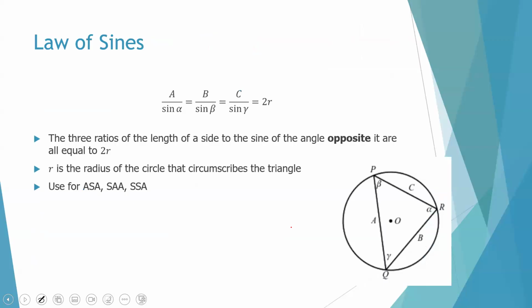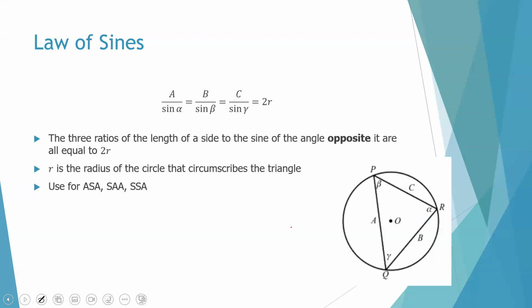Law of sines. Law of sines is nice. We like law of sines. This is A over sine of alpha is equal to B over sine of beta is equal to C over sine of gamma, or 2 times the radius. Yep, it is. Why? Because they're nice circles.